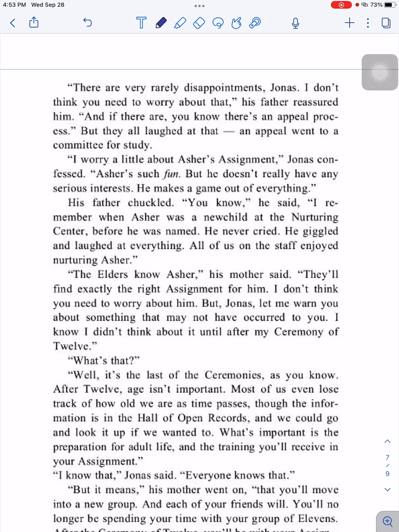"I worry a little about Asher's assignment," Jonas confessed. "Asher's such fun, but he doesn't really have any serious interests. He makes a game out of everything." His father chuckled. "You know," he said, "I remember when Asher was a new child at the nurturing center, before he was named. He never cried. He giggled and laughed at everything. All of us on the staff enjoyed nurturing Asher." "The elders know Asher," his mother said. "They'll find exactly the right assignment for him. I don't think you need to worry about him."